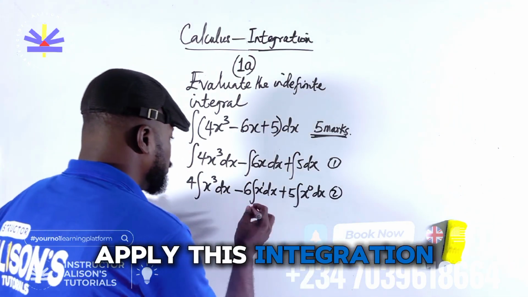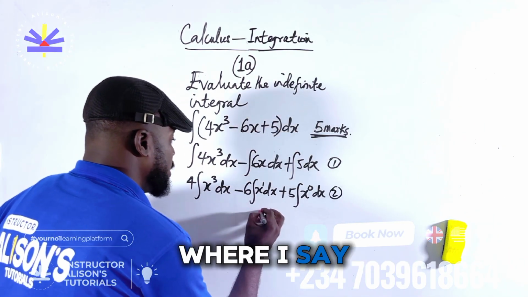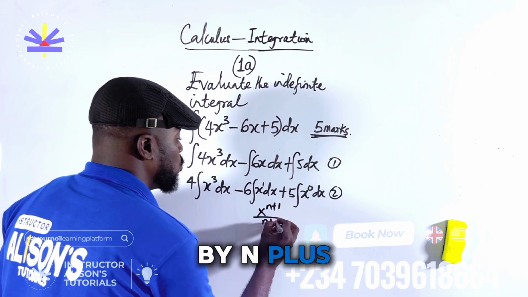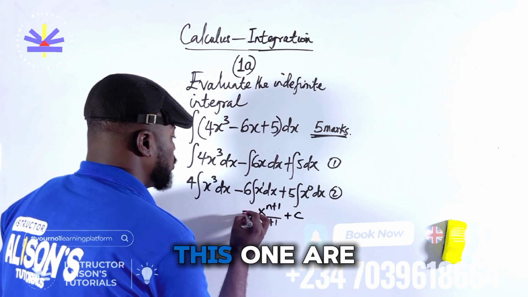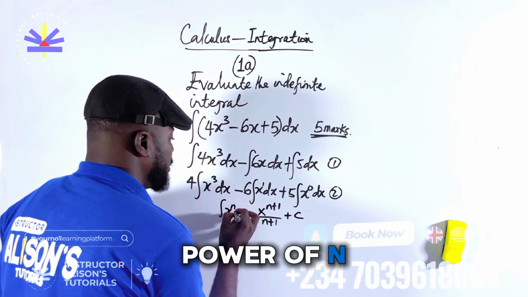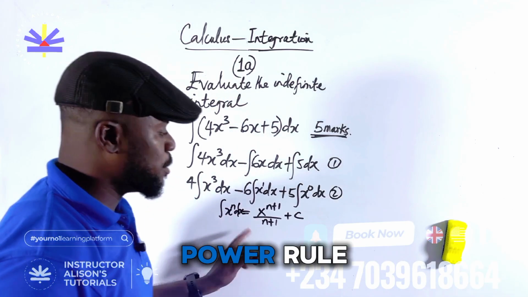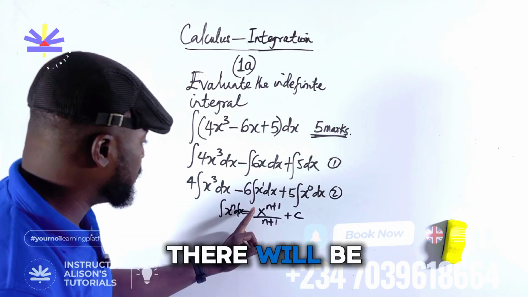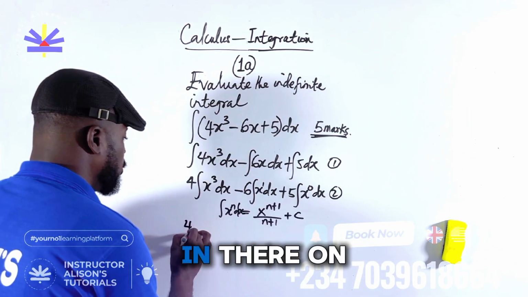Apply this integration sign. This right hand side where I say x to the power of n plus 1 divided by n plus 1 plus c. This one is for the integral of x to the power of n dx. We'll apply this power rule now. For the first one, remember there is nothing there, so it will be 4. So just put 4, make it there on your own.